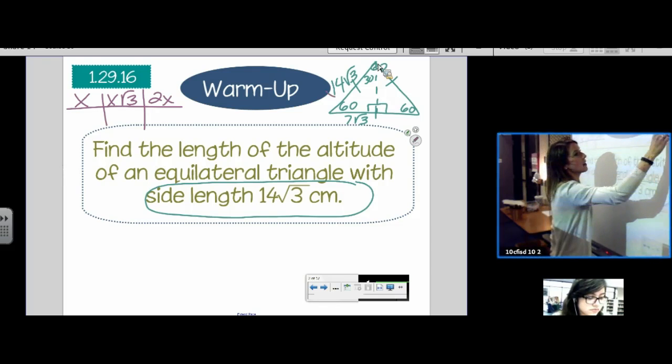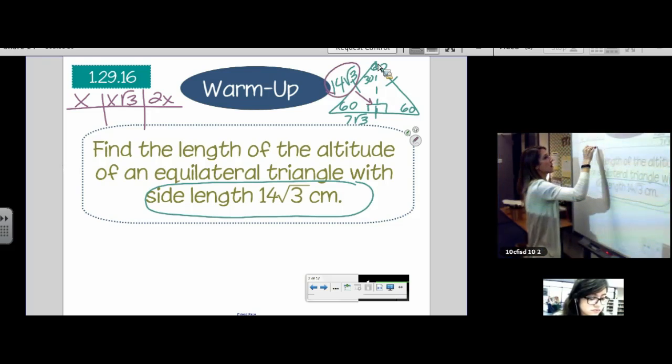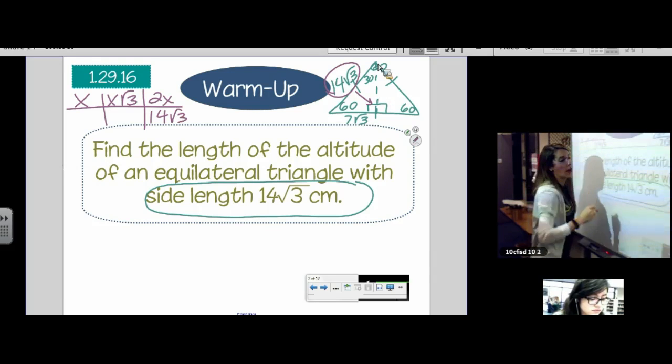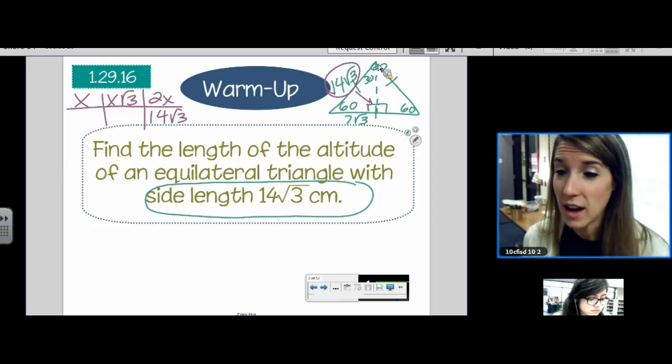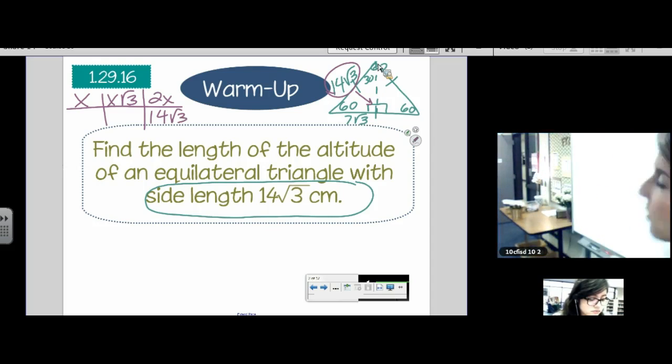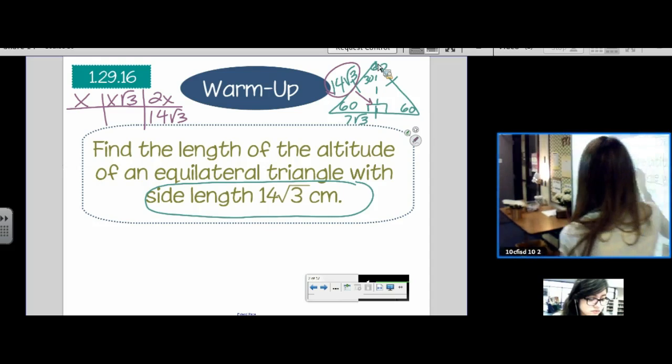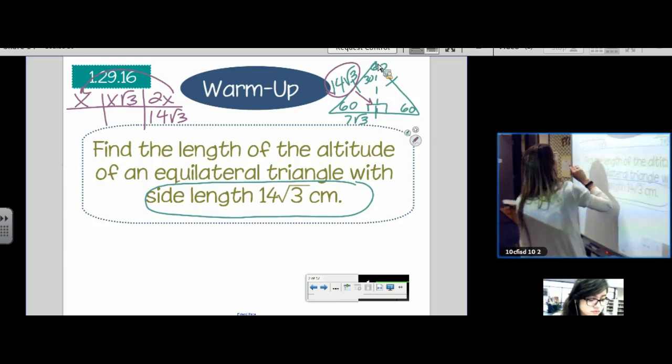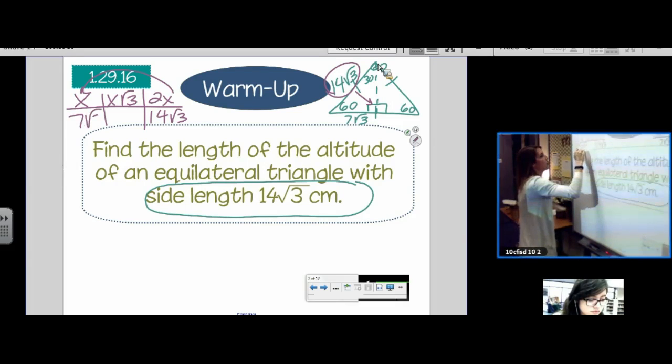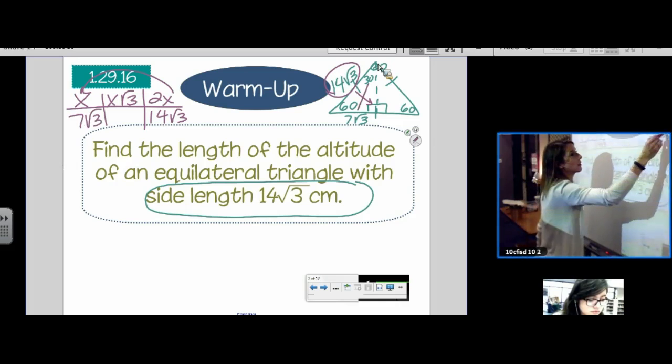What do we have, and what is it across from? So we have 14 root 3, and it's across from the 90-degree angle, so it's our hypotenuse. Okay. So how do we get from here to here? Kind of already did that. Divide by 2. So 7 root 3 is across from 30, and we did that right here.